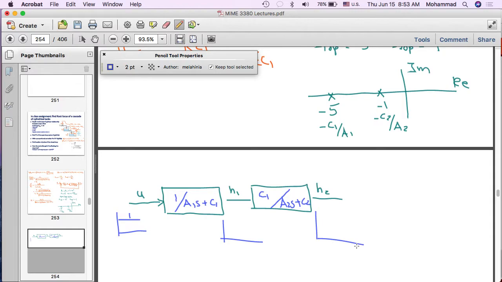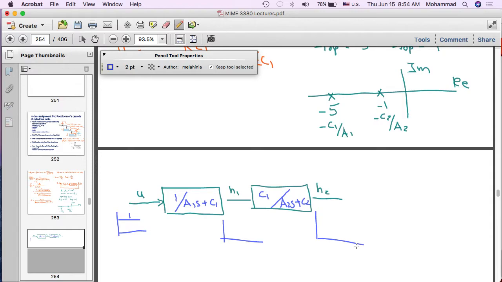So let me repeat what I did. I went under continuous. I dragged a transfer function from continuous here and dragged it again for the second tank. So this is tank 1, which is the relationship between U and H1. And this is tank 2, which is the relationship between H1 and H2.